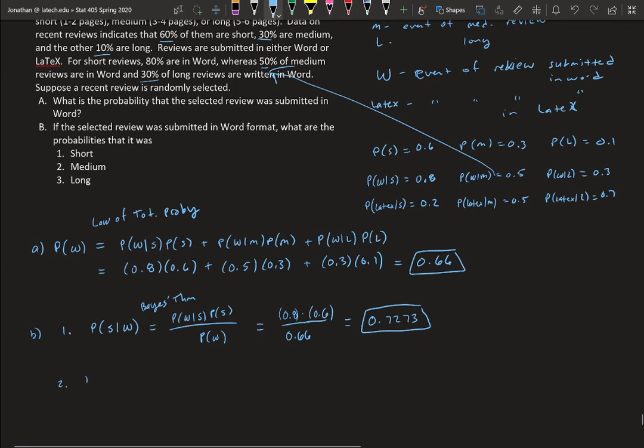What's the probability that it's medium given that it's a Word document? Well, that should be probability of Word given medium times probability of medium over probability of Word. Again, I already calculated the denominator in part A, so we don't have to redo that. Probability of Word given medium is 0.5. Probability of medium is 0.3. Multiply those, and I think I rounded again, you get 0.2273.